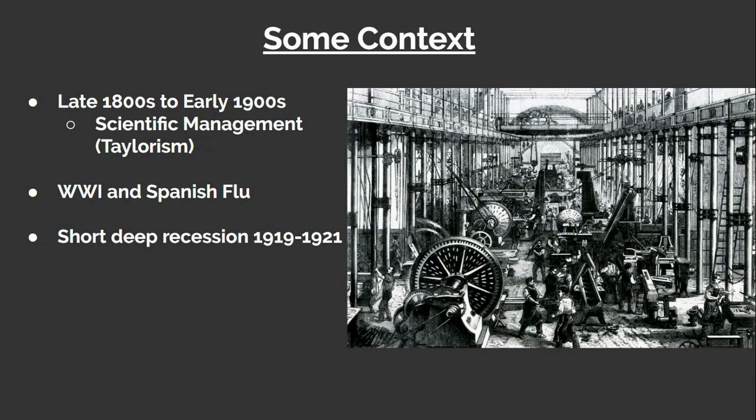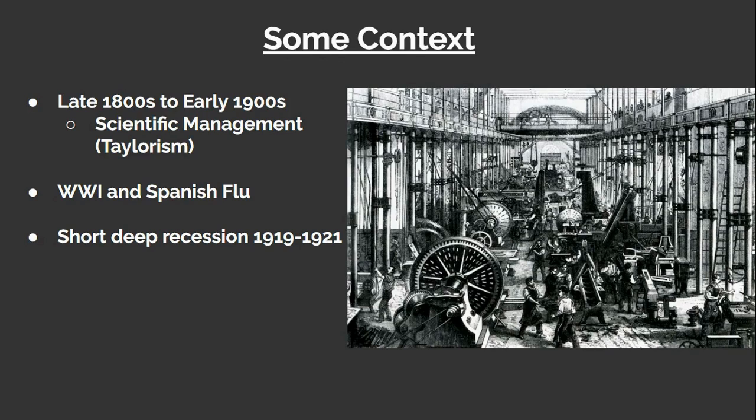In the late 1800s to early 1900s, the U.S. had undergone the Industrial Revolution. Great factories sprung up in rapidly growing cities. The factories used scientific management or Taylorism to mass-produce goods on scales never before seen. This helped vault the U.S. into one of the largest economies in the world. In 1914, World War I broke out in Europe, and the U.S.